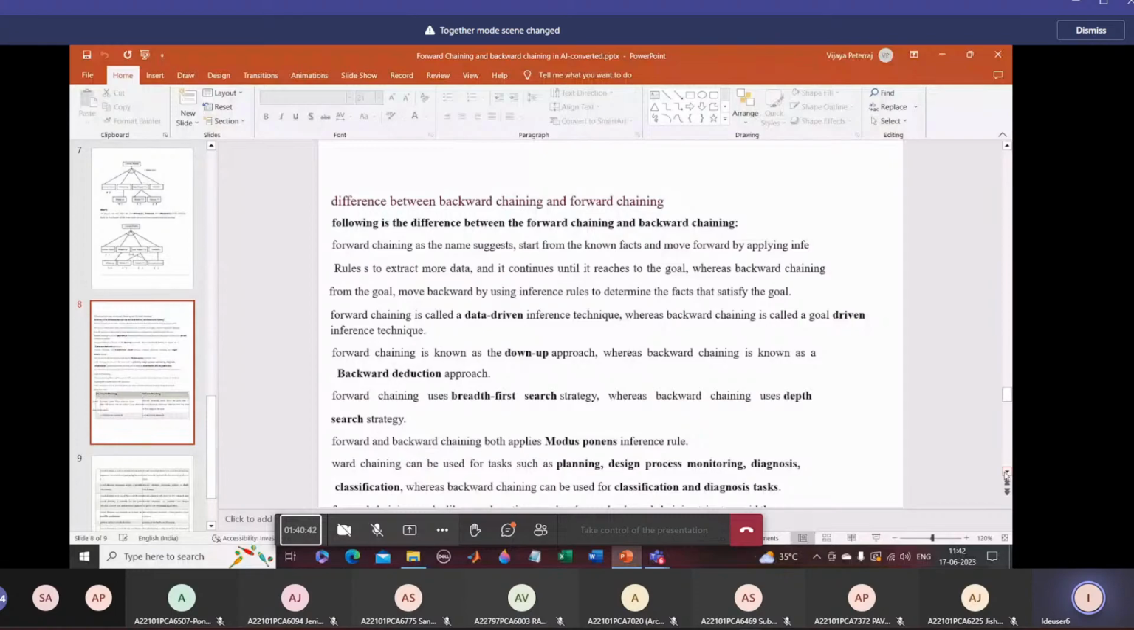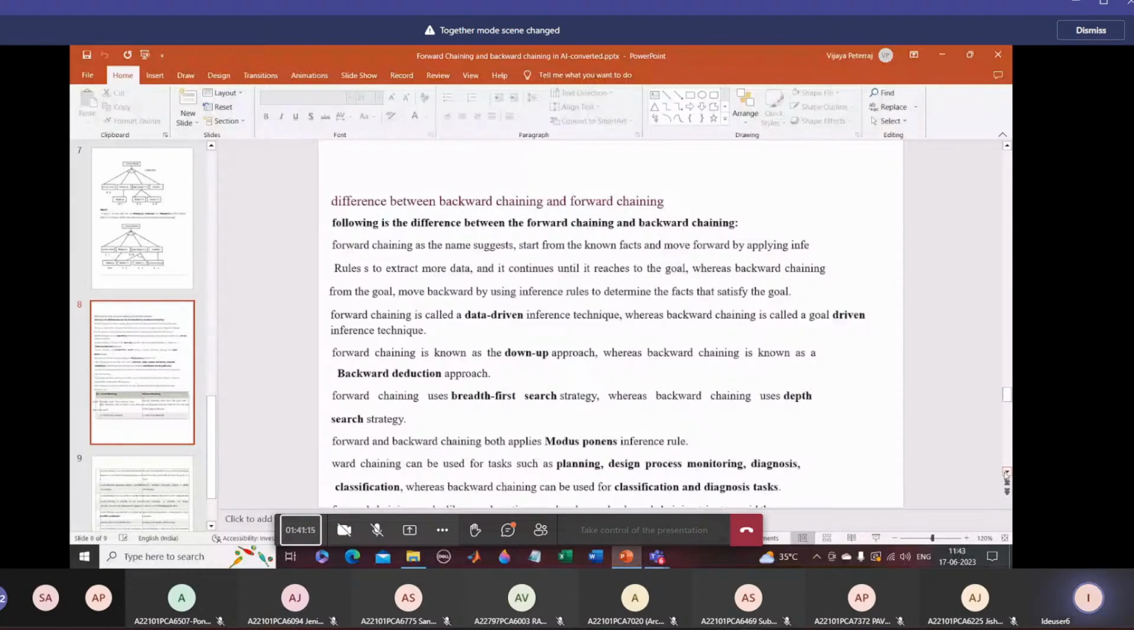Backward chaining வந்து from the goal we have to move backward using all the inference rules to determine the facts which satisfy the goal. So எதனால வந்து இந்த fact எல்லாம் வச்சு we can say Robert is a criminal. அதுதான் வந்து backward chaining. Forward chaining வந்து bottom-up approach. Facts வச்சு you are saying, and backward chaining is known as backward direction approach. Forward chaining வந்து BFS யூஸ் பண்ணும், backward chaining வந்து DFS யூஸ் பண்ணும்.